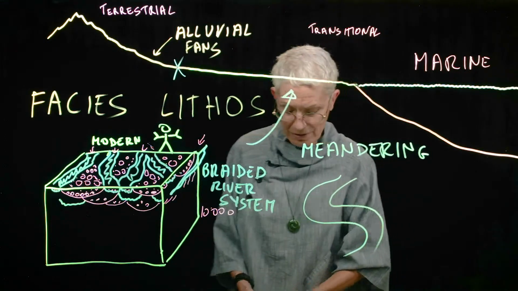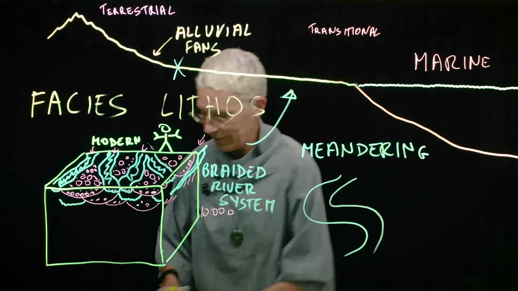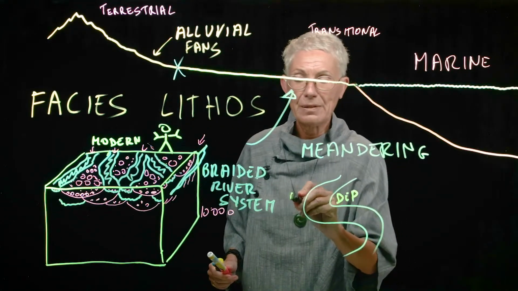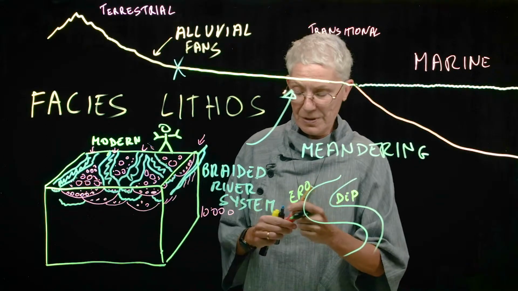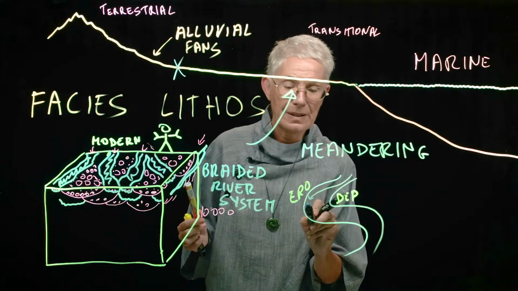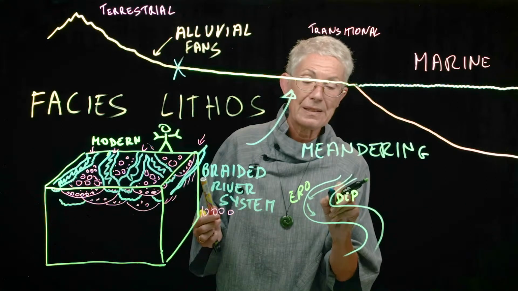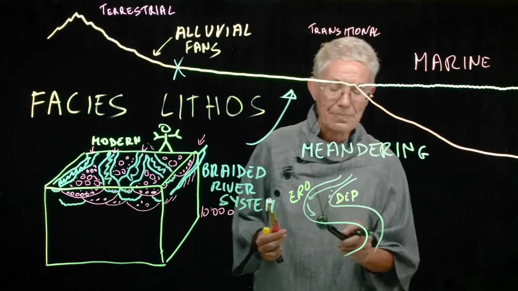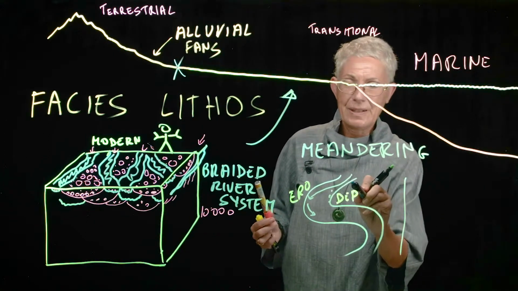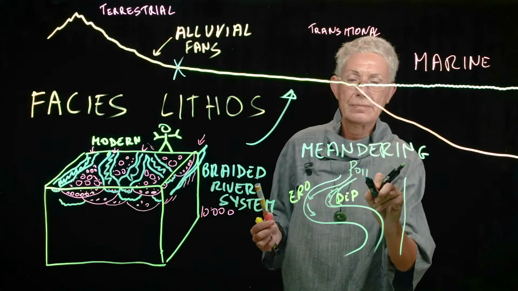And I mentioned that on this side you have deposition, and on this side you have erosion, because the current goes like this. And here it's stronger and excavates, and here it's weaker, and so it deposits. So what it does here is it builds progressively a point bar.